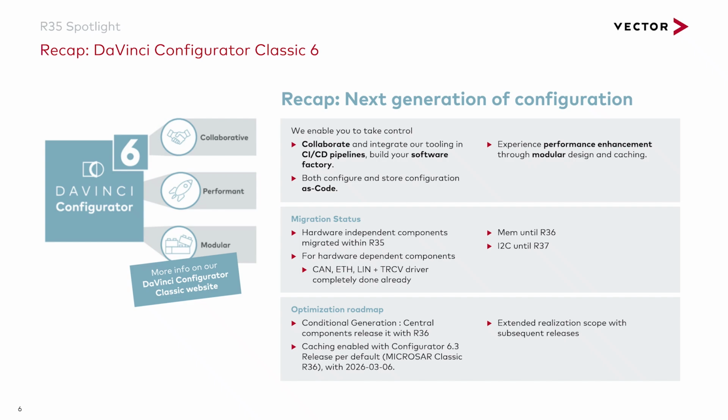The performance improvement, however, will be visible only with Release 36, as caching will only be enabled with Configurator Classic 6.3 release in early March. With subsequent releases, we still enhance the scope to less central components for more performance improvements. Starting with March and then at full scale with Release 36 in April, we recommend to evaluate the new tooling based on our VTT evaluation.